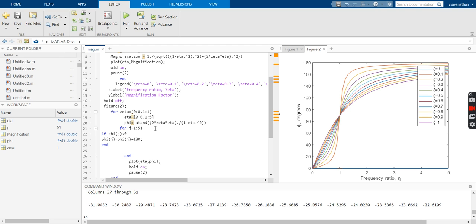So here you can see that it is atand. atand gives tan inverse in degrees, so we want to plot in degrees. It is tan inverse in degrees, and for 2 zeta eta, there is an element wise operation again, as I told you. So here also there is an element wise operation.